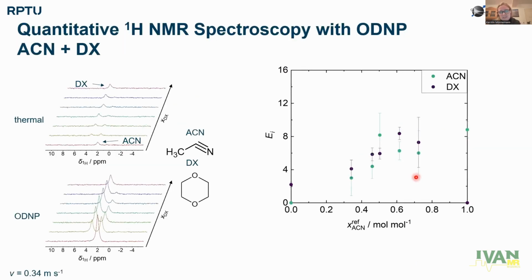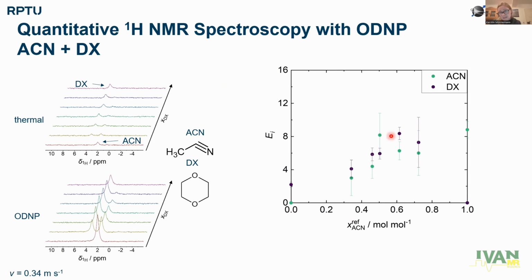The situation is a little bit different if you change your sample to two molecules which have almost the same hyperpolarization. And that is, for example, acetonitrile and dioxane. They have almost the same level of hyperpolarization. Here's again pure acetonitrile, that's pure dioxane, and in the middle, the mixtures, and these are the ODNP spectra.